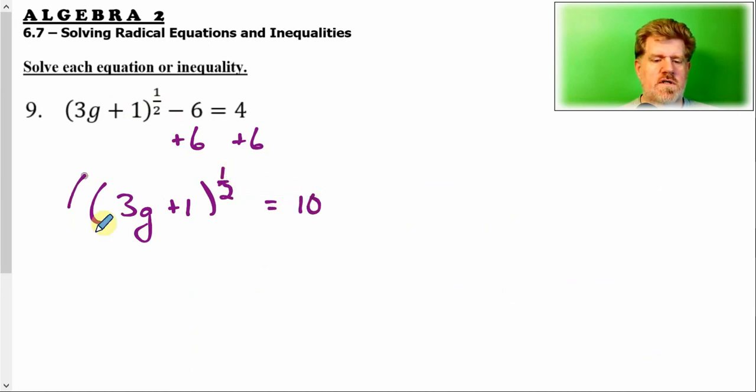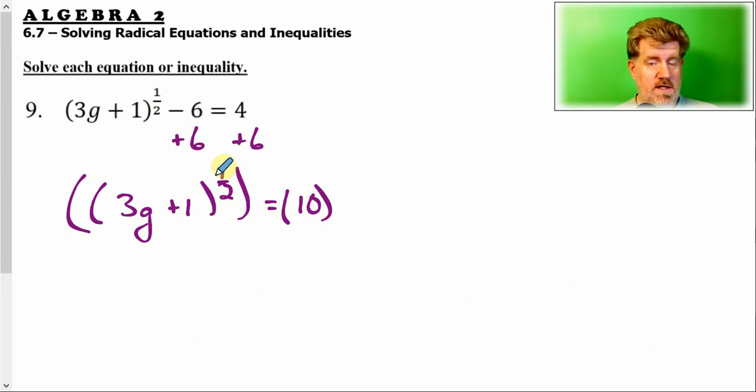Now remember, what do we raise the 1/2 to get rid of it? Well, the reciprocal. We want it to be 1. So 1/2 times what would give us 1? We'll take 1/2 and flip it over. We get 2 over 1.